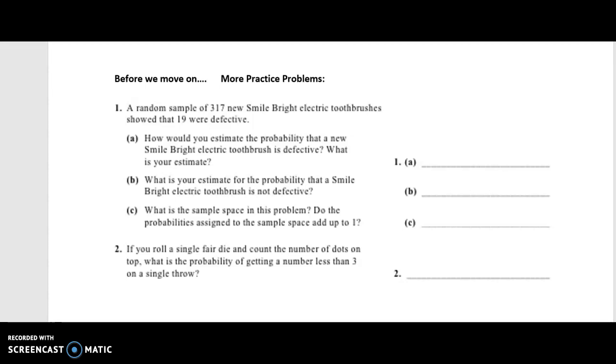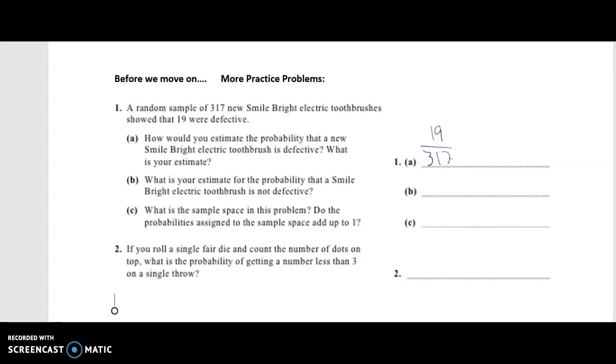Number 1, a random sample of 317 new Bright Smile electric toothbrushes showed that 19 were defective. A, how would we estimate the probability that a new Smile Bright electric toothbrush is defective? What is your estimate? Well, we'd estimate that by using the data that we have. So we have 19 defective out of 317. So that would be our estimate for a defective toothbrush.